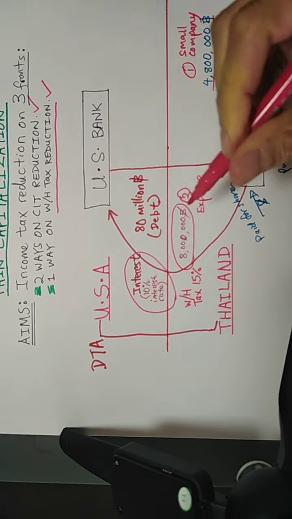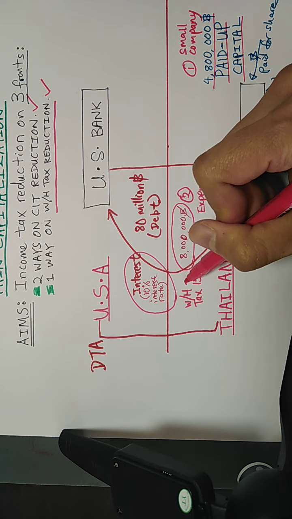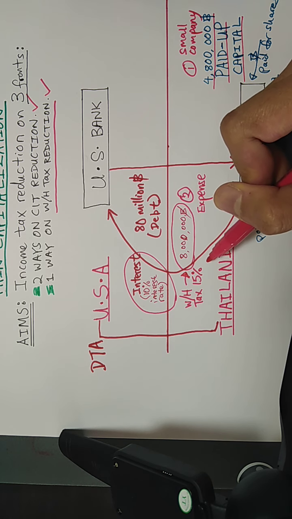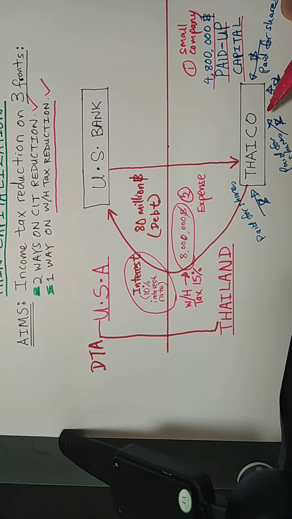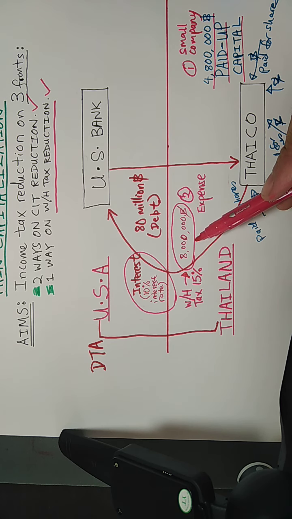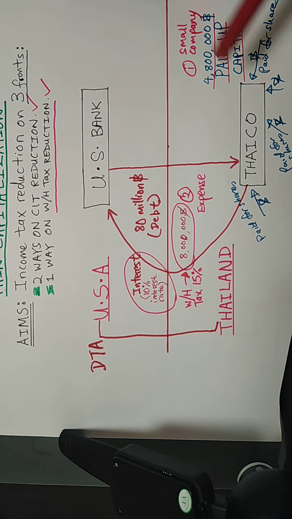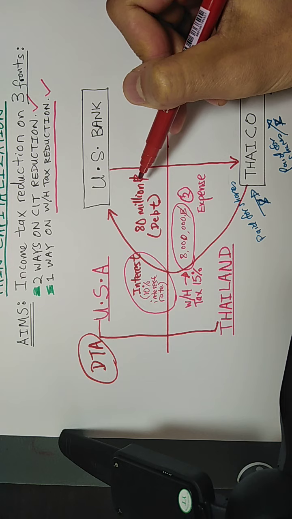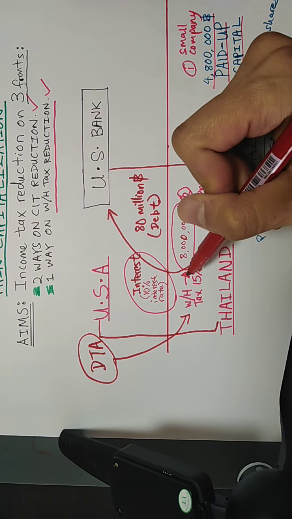15% withholding tax. Tyco would have to withhold 15% of the 8 million. Whatever is remaining will be paid to the US bank as its income. Tyco would have to withhold 15% from the 8 million as the withholding tax charged to a foreign company not operating business in Thailand. But this is where our double taxation agreement between the Thai and US government comes in, because it provides further reduction on the 15%.